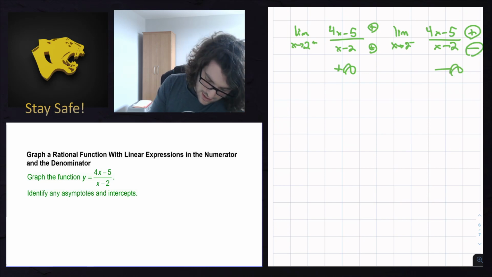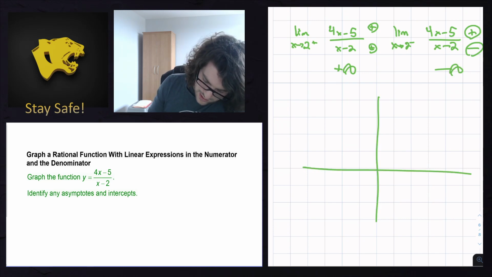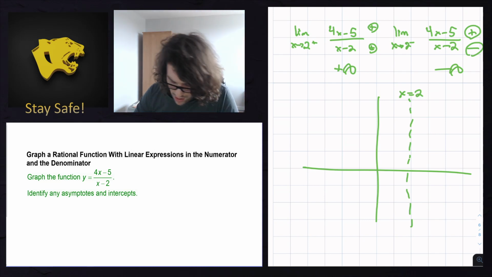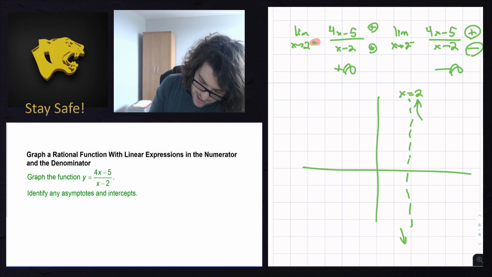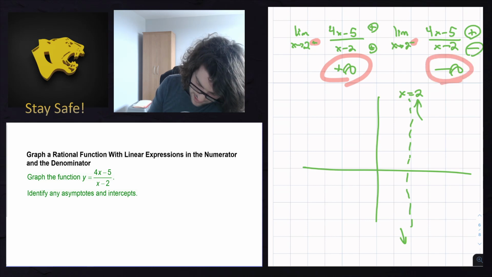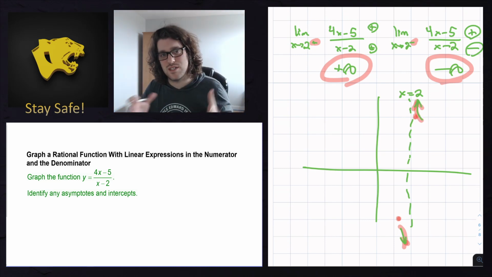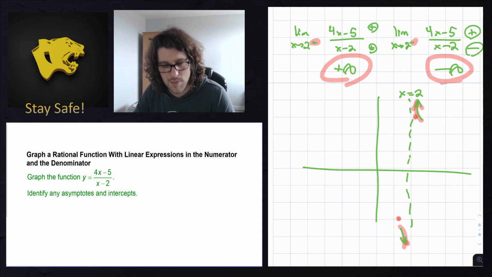So I have this idea already that if I were to, again, just quickly and lazily sketch this, and this was to be at x is equal to 2, that I know on the right-hand side, I am up towards positive infinity, and on the left-hand side, I'm towards negative infinity. And the way I know that is, coming in from the right, we tested it as being positive infinity. Coming in from the left, tested as being negative infinity. So that gives me some idea how this is going to look.